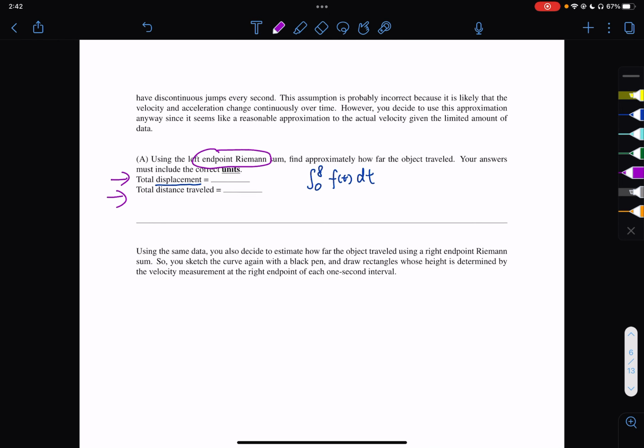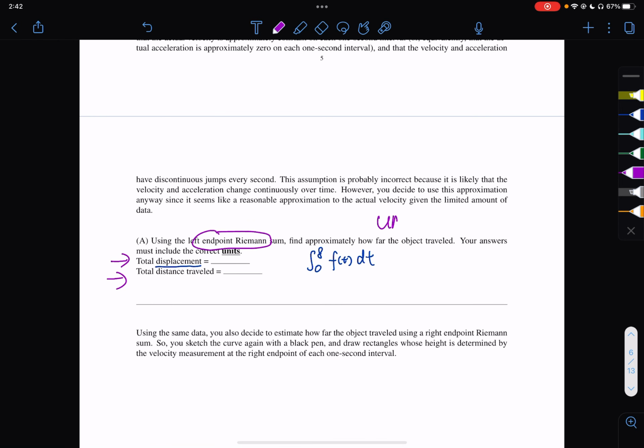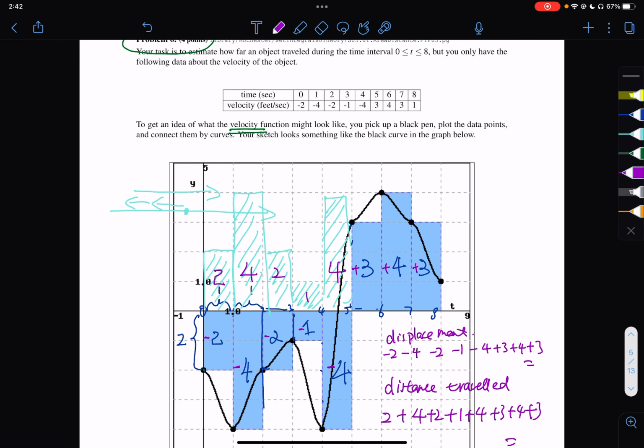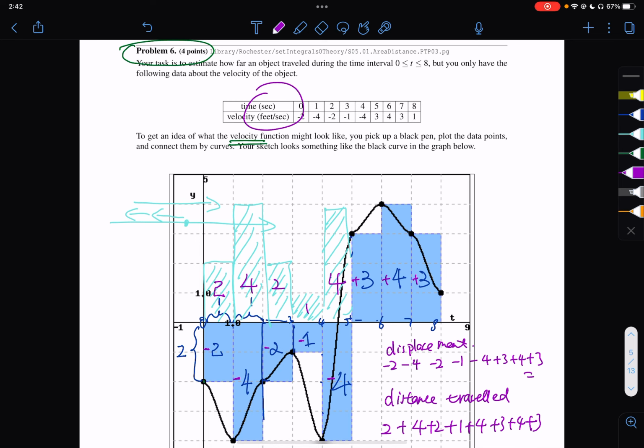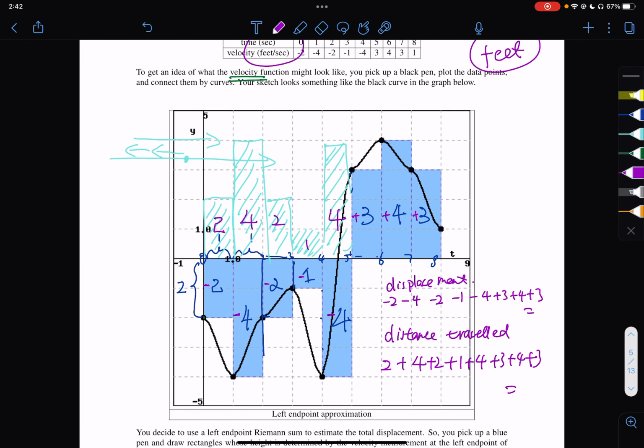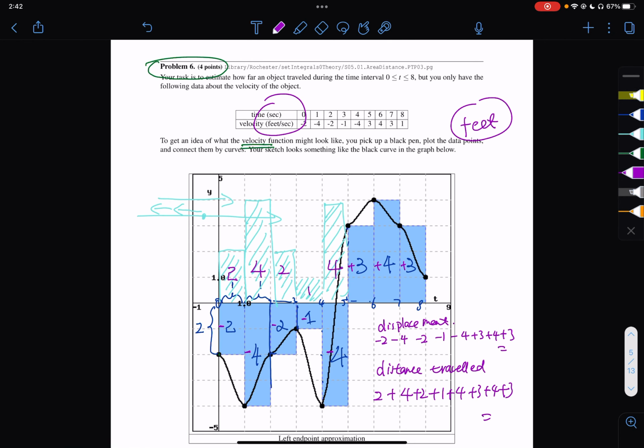I do want to bring to your attention that the question asks to carry the units in the discussion. So whatever you have as a final answer, please make sure you are using the proper units, right? Go back to the original problem. Your distance traveled should have feet as your unit. So please include that in your discussion. And this is how we are going to solve problem number 6.